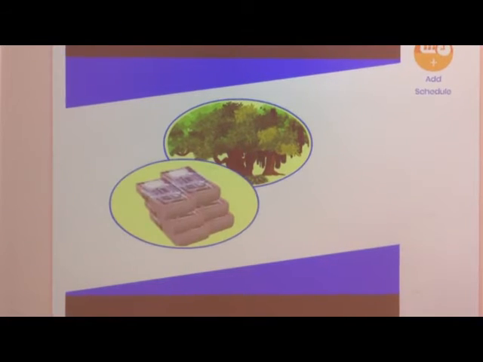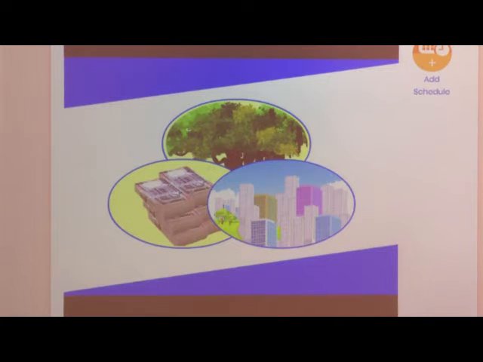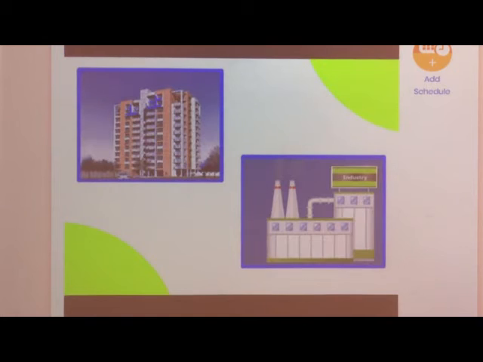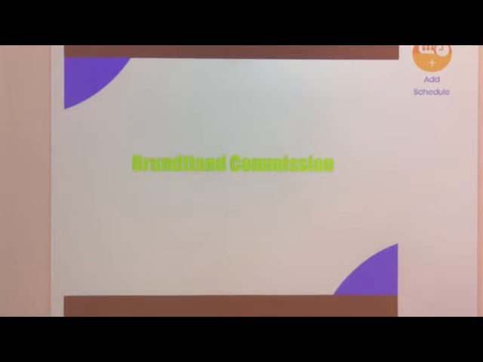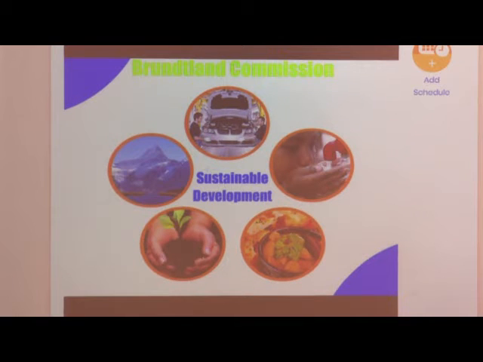Environment, economy, and society are interdependent on each other. Since increasing development is putting great pressure on the environment, what we need is sustainable development. As defined by the Brundtland Commission, sustainable development meets the need of the present generation without compromising the ability of the future generation to meet their own needs. So, let us see the next video.